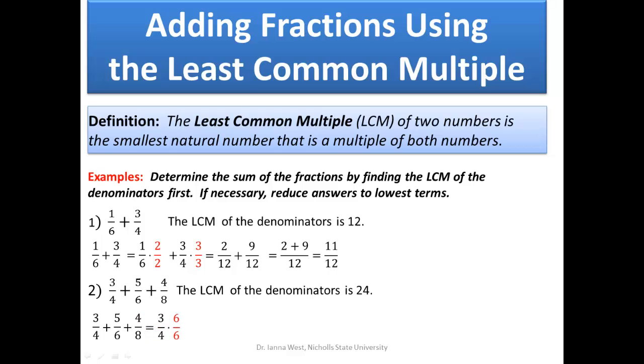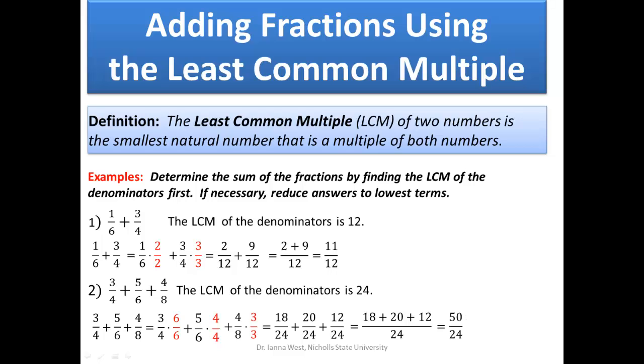So in order to add these 3 fractions, we need a common denominator of 24. So we will multiply the first fraction by 6 over 6. We will multiply the second fraction by 4 over 4. And we will multiply the third fraction by 3 over 3. Multiplying the numerators and multiplying the denominators of all 3 products gives us 18 over 24 plus 20 over 24 plus 12 over 24.